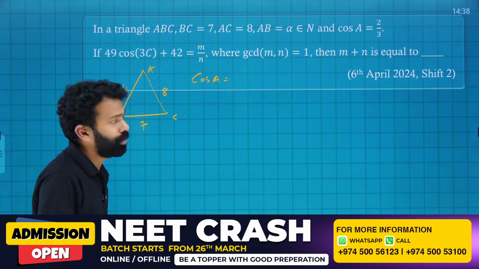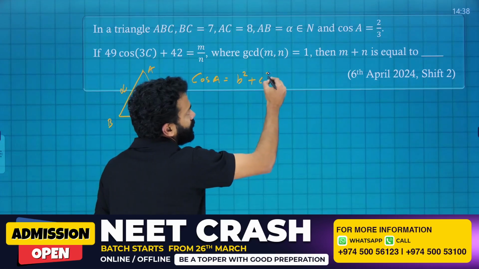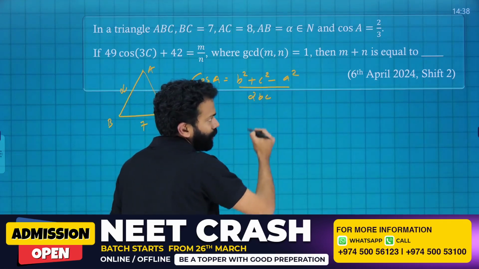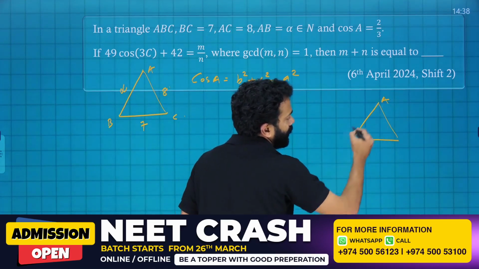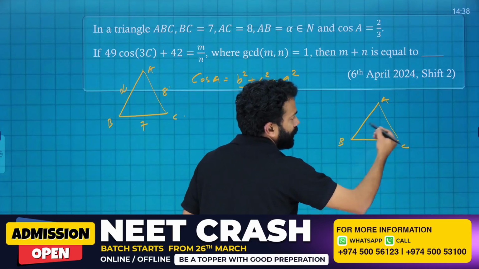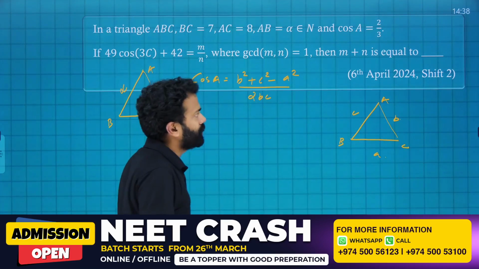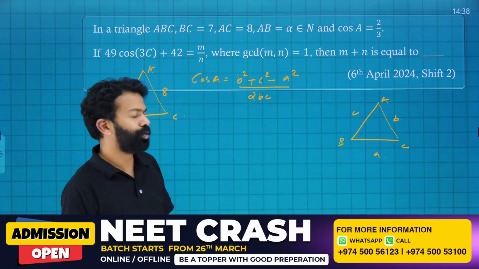Do you know the formula for cos A? The formula is B square plus C square minus A square divided by 2BC. I will draw a triangle. It will help. If this angle is A, this is B, this is C, we can take the corresponding sides like this. I hope you know that. Okay. And cos A will be B square plus C square minus A square divided by 2BC.